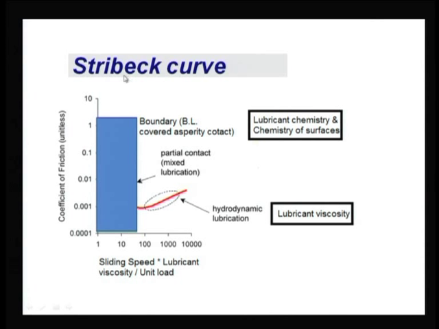Let us take an example. We want to operate at this point. The lubrication mechanism is getting operated at this point where there is a certain velocity, lubricant viscosity and unit load.